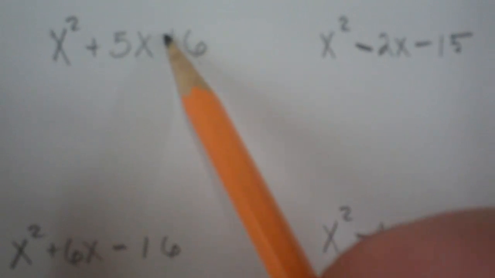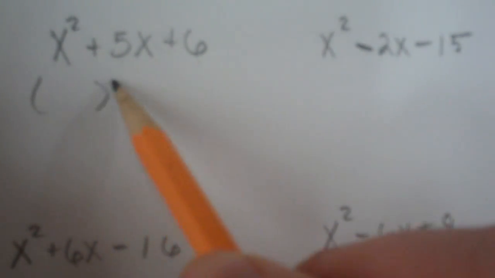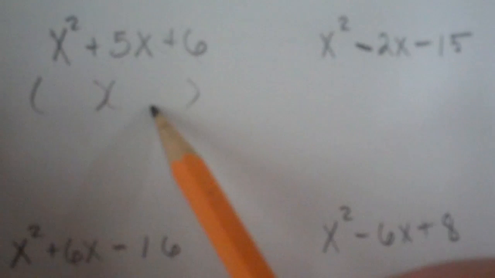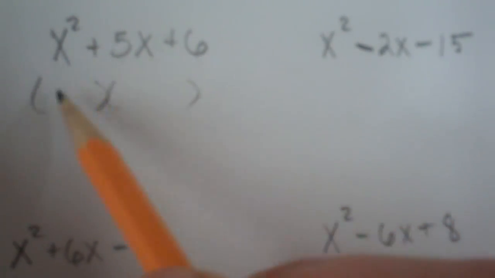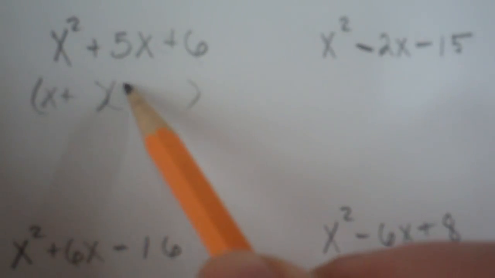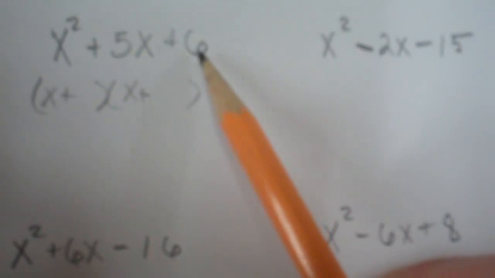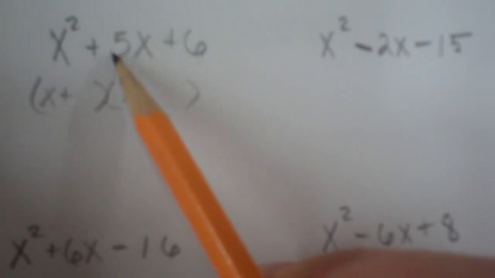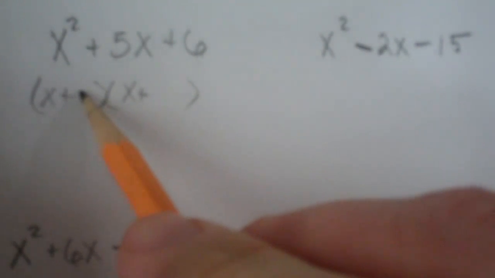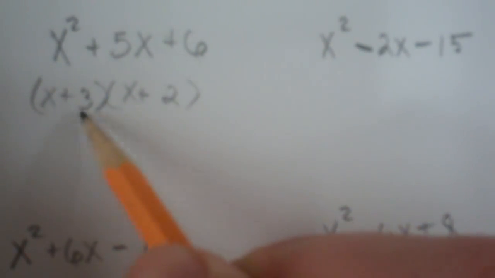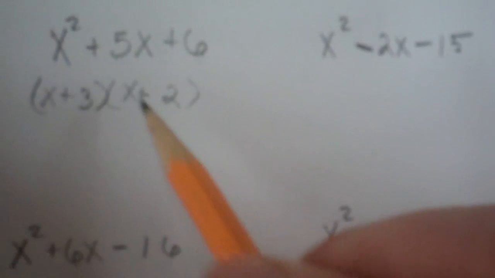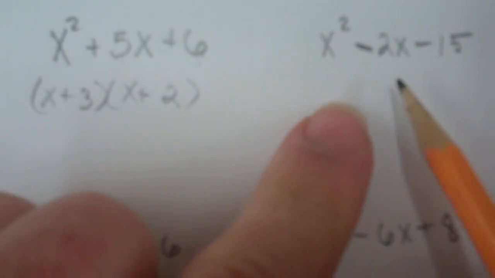I see that that's a plus sign, which tells me that these 2 signs have to be the same. Which the same? Oh, they're both going to be pluses. So I put an x plus, and I put an x plus. What are 2 numbers that multiply together to be 6 and add together to be 5? I believe that is a 3 and a 2, because 3 times 2 is 6, and 3 plus 2 is 5. This one is done. Let's move over to this one now.